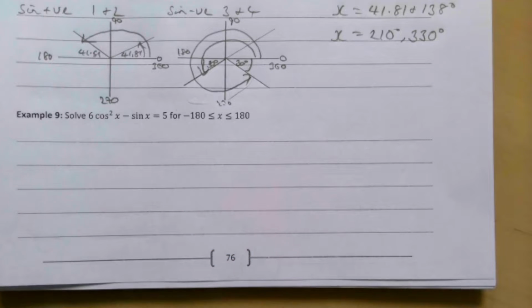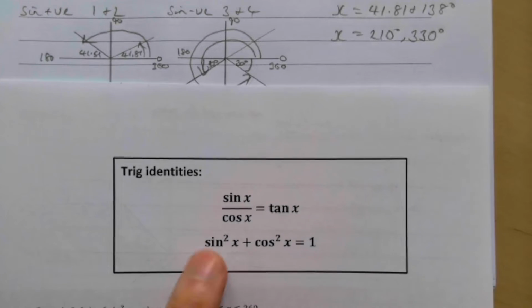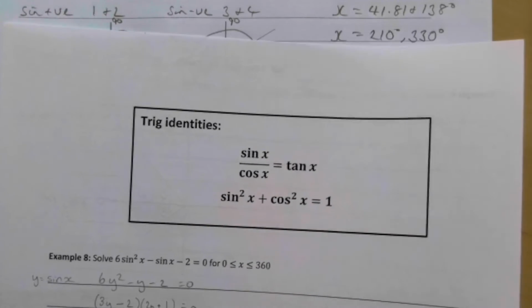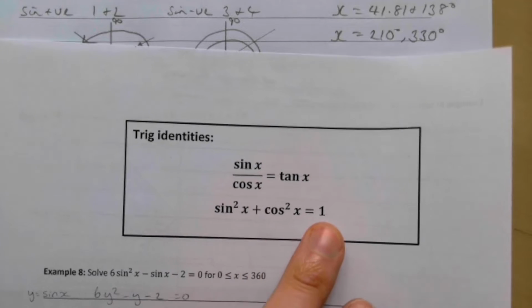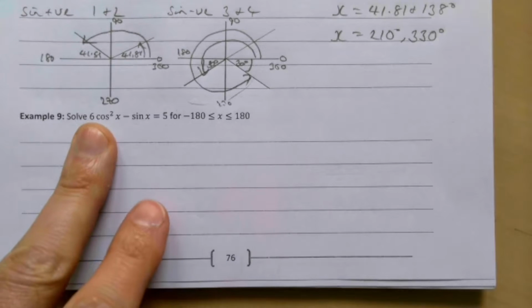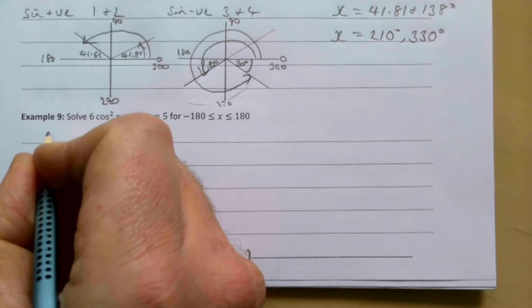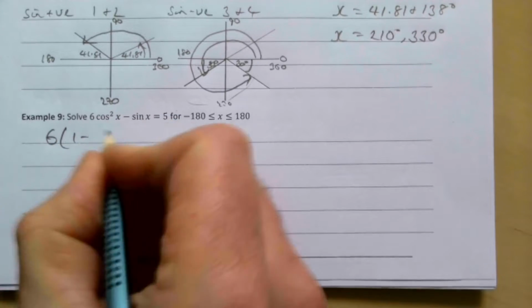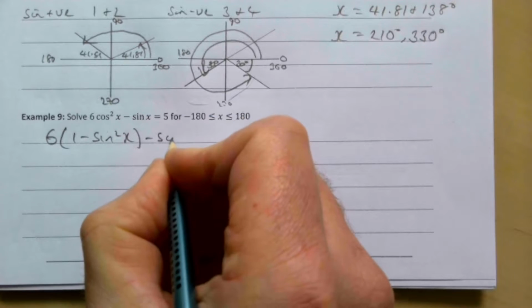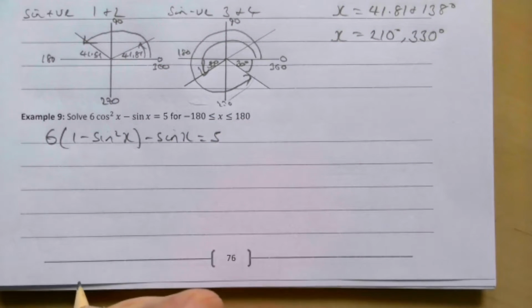Now if we take a wee look at our trig identities, we know that sine squared plus cos squared equals 1. So if I do a little bit of rearranging, I know then cos squared x is 1 minus sine squared x. So I can exchange my cos squared here for a 1 minus sine squared x. Now I'm going to do this nice and slowly so we can see what's going on. So it's going to be 6 times (1 minus sine squared x) minus sine x equals 5.